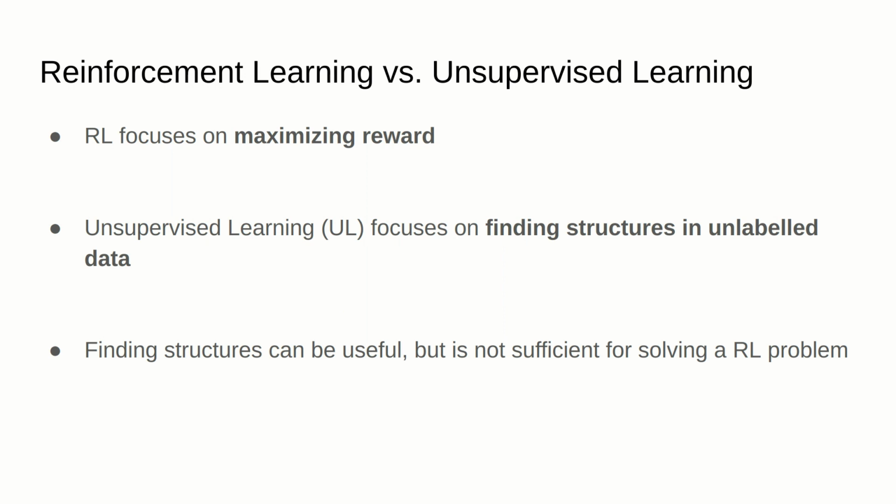RL is all about maximizing reward, as opposed to unsupervised learning, which is about finding structures in unlabeled data. So that's the difference between RL and unsupervised learning. And finding the structures in unlabeled data can be useful, but is definitely not sufficient for solving a RL problem. That concept of reward is really necessary and what distinguishes RL from other forms of machine learning.